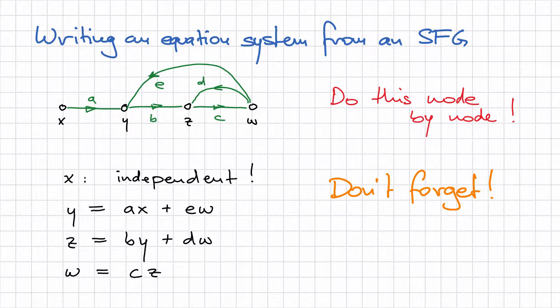There's the second thing I want to make sure you don't forget: don't solve it like this. Writing a signal flow graph down as an equation system and then solving that equation system is a very inefficient way to do it. How to solve it without ever looking at the equation system written down is the topic of the second video in this short course.